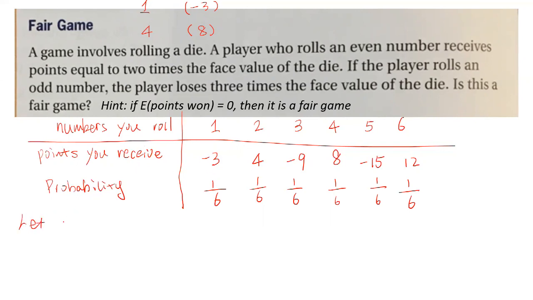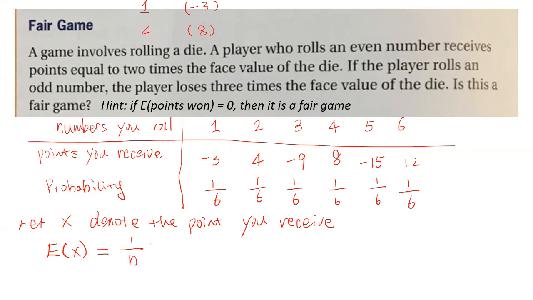So we use a letter X to denote the point you receive. Then X is a uniform distribution, right? Because each value has the same probability. So we need to calculate the expectation of X, which is 1/n multiplied by the sum of xi, right?